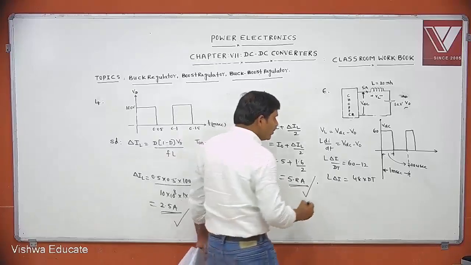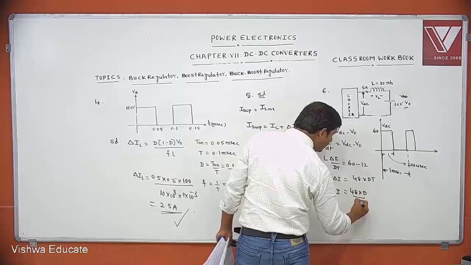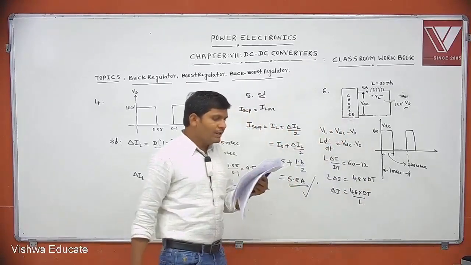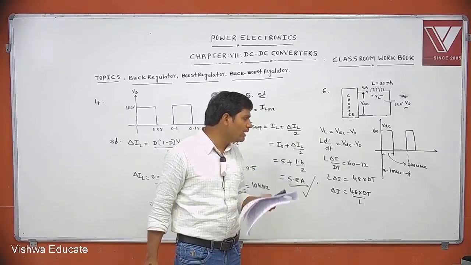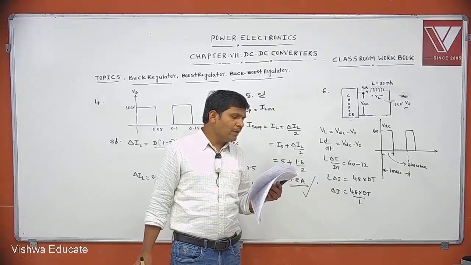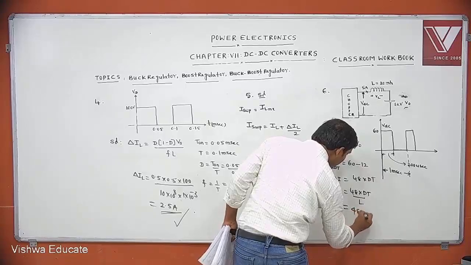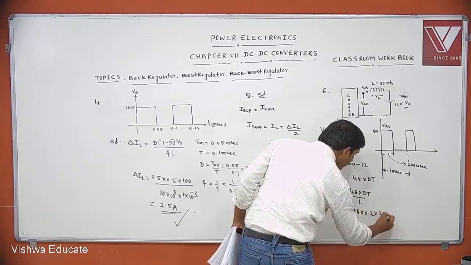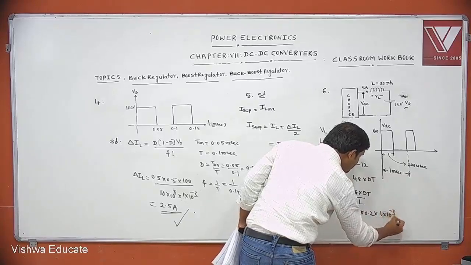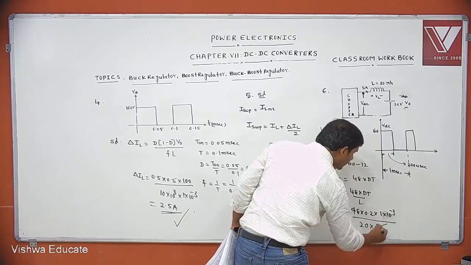Then you want to find delta I. Delta I equals 48 into dt by L. Then you want to find the frequency and the total time, which is 1 millisecond. The duty ratio is given as 0.2. Then 48 into 0.2 into 1 millisecond, that is 1 into 10 to the power of minus 3, divided by the inductance, 20 millihenry, 20 into 10 to the power of minus 3. This cancels.